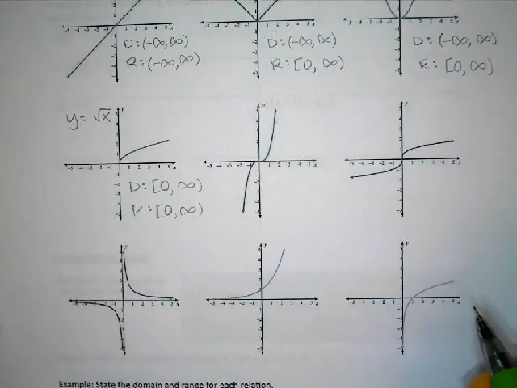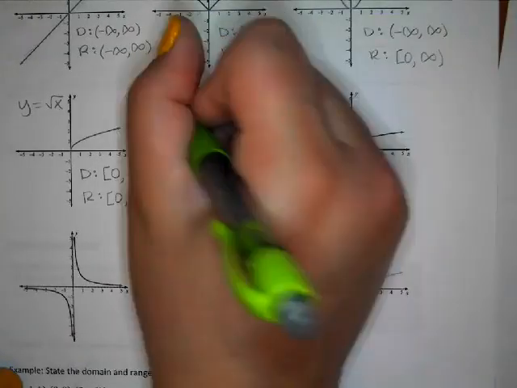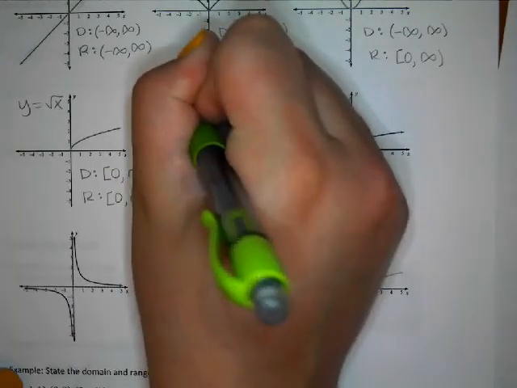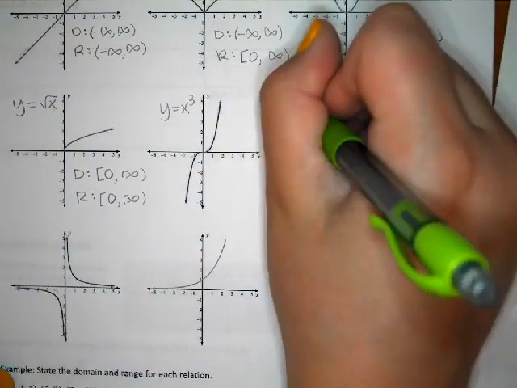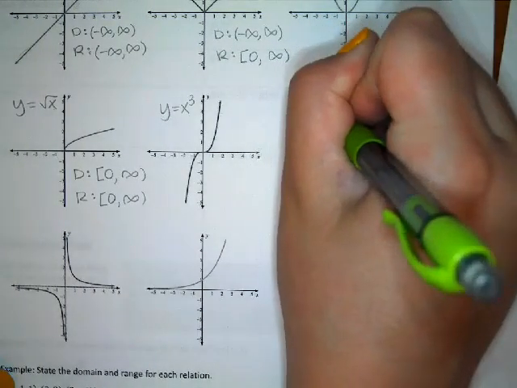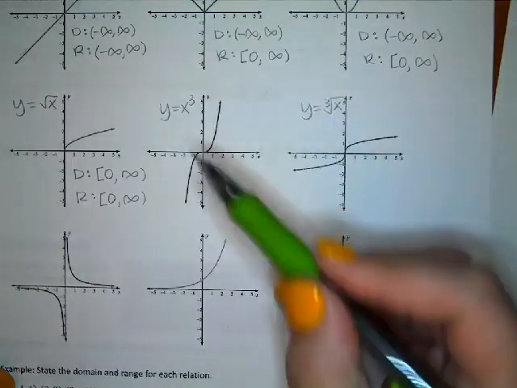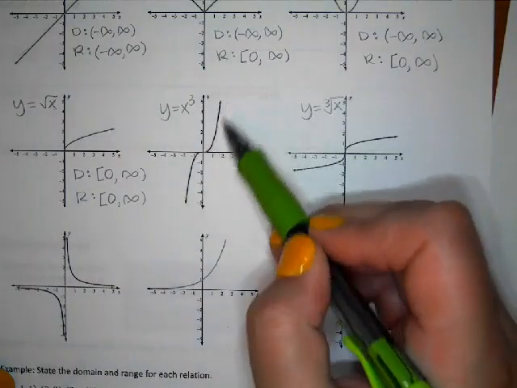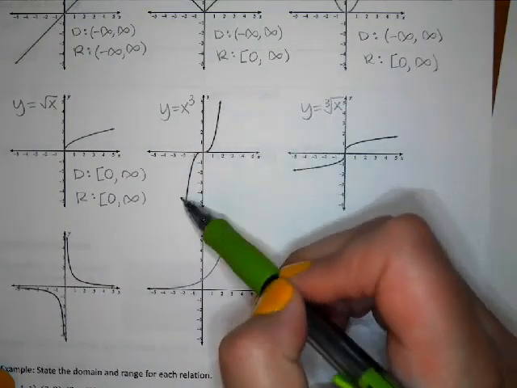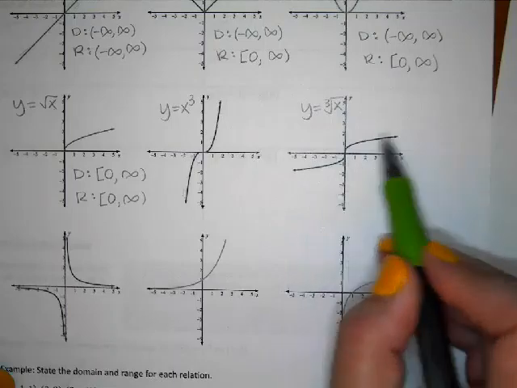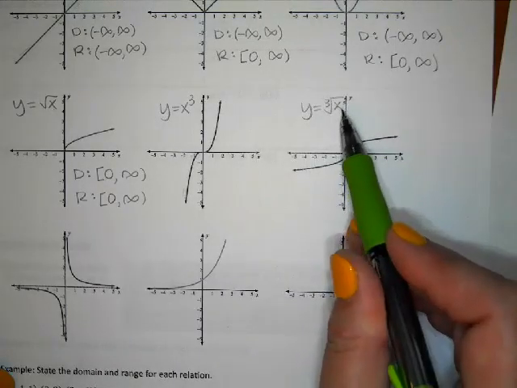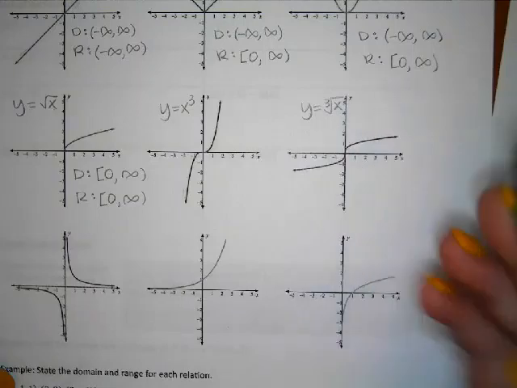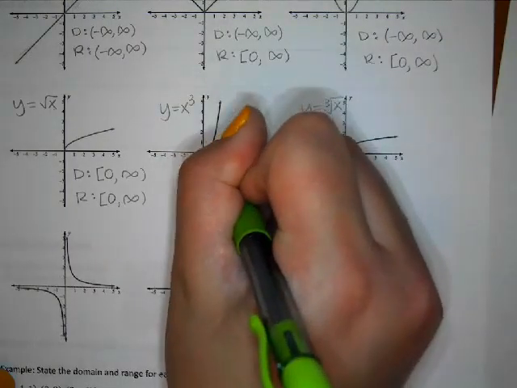All right, y equals x to the third, and then this one is the cube root of x. You can see those graphs look very similar. So here you can plug in any x value you want from left to right. You can see all the x values are used. Same thing here. You can plug in any x value you want. You can cube root negatives. You can cube root positives. So for the domain, any x value can be used.